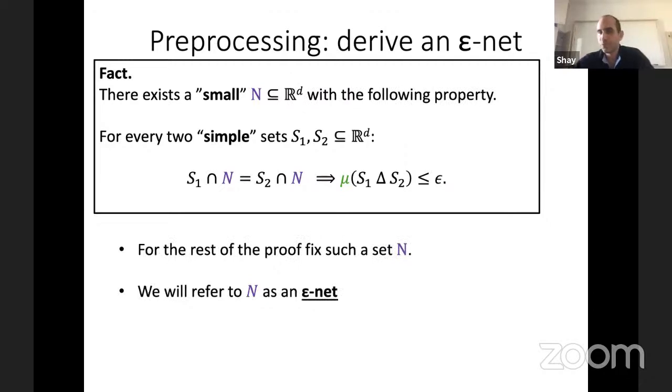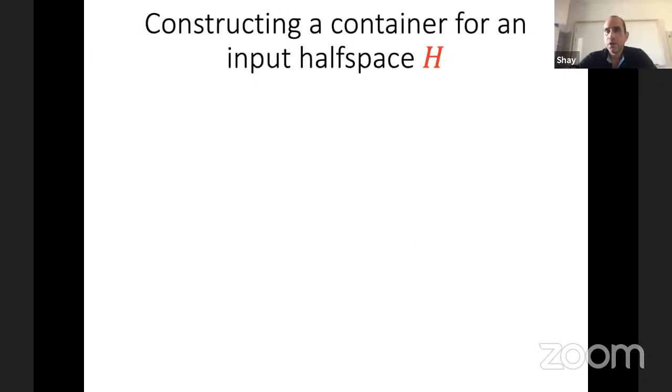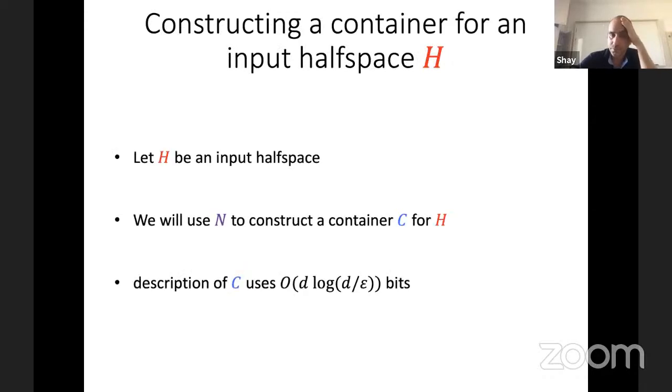So for the rest of the proof, we are going to fix such a set N, and we will call it an epsilon net. Now I'm going to describe the deterministic part, that given a half space H, I will use N, so we assume N is fixed, to construct a container C for H. And as I promised you, the description will use only D log D over epsilon bits.